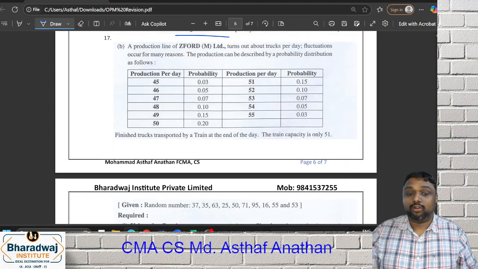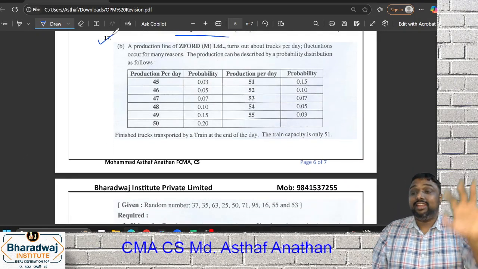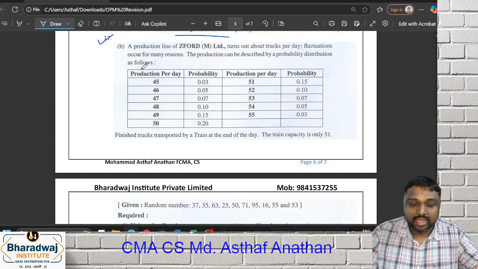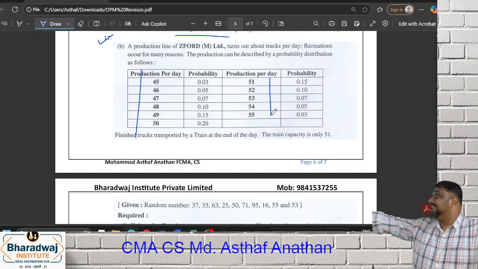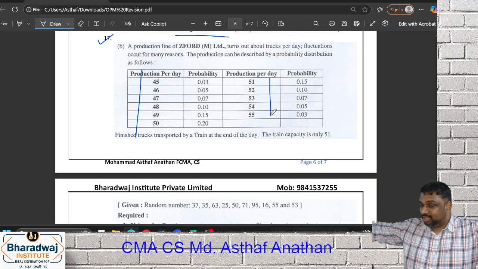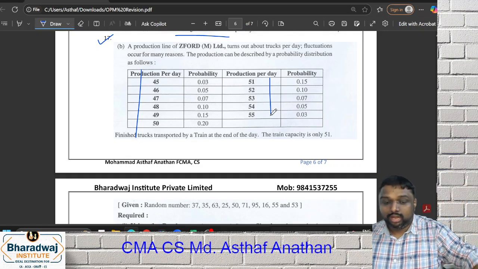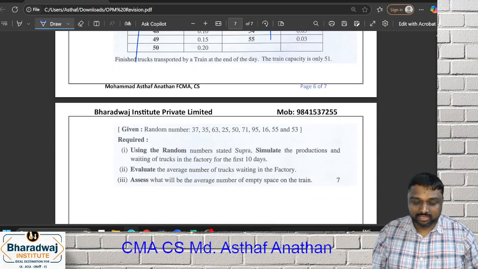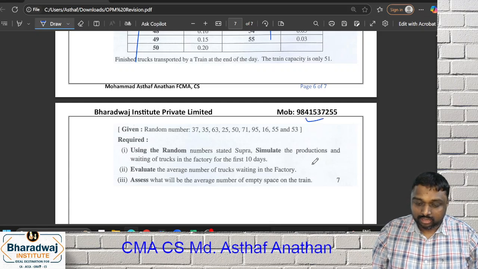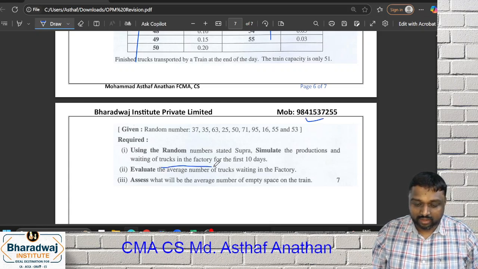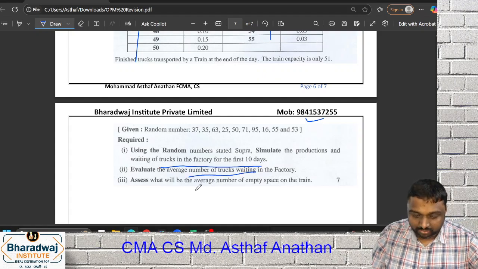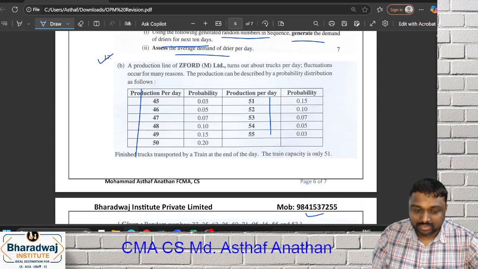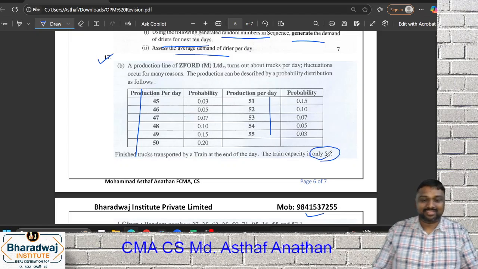Now we can go for the next question, 17. A very interesting question, a previous year question. They have given production from 45 to 55 range with the probability. So here, very lucky, the probability is already given. There is no need for doing the frequency step and all. We can go directly to cumulative and range. They have given the numbers. They were asking to simulate the waiting line for the first 10 days, average number of trucks waiting, average number of empty. So what is the capacity, friends? Capacity is only 51. So let's start the game.